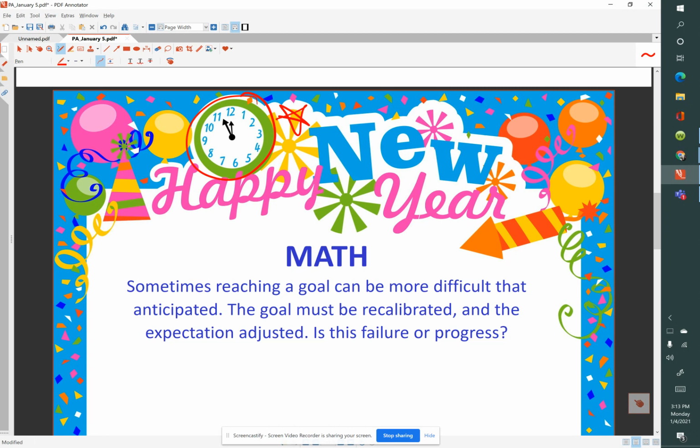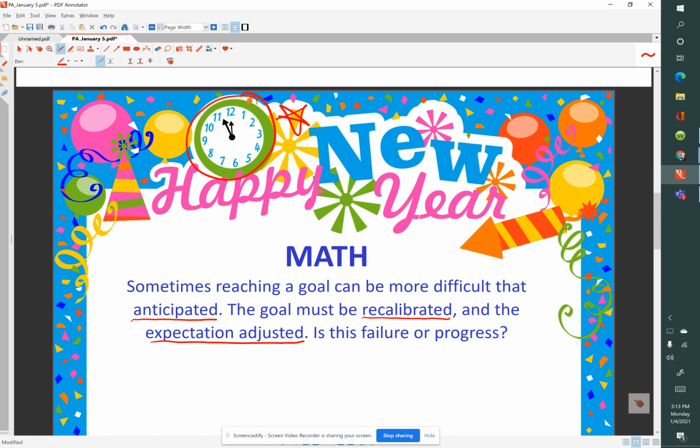So sometimes reaching a goal can be more difficult than anticipated. Anticipated means what you thought ahead. So the goal must be recalibrated, or we need to rethink that goal. And the expectation that we had for ourselves must be adjusted. So sometimes the goal is harder than we thought it would be. So we need to kind of readjust our goal to something that we can reach better.